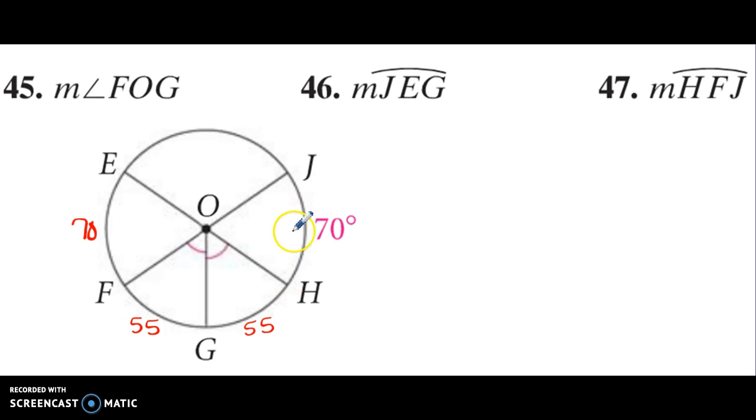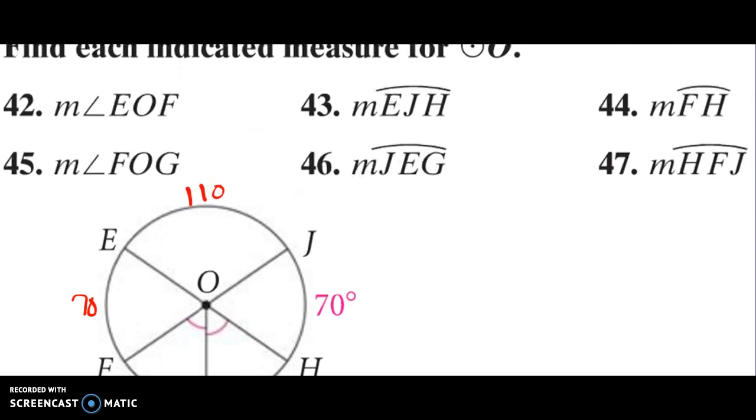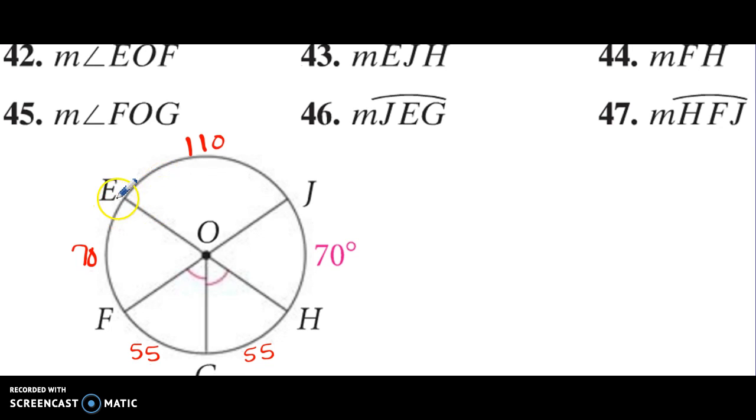And again, this is half of the circle, so this half, EJH, is 180. 180 minus 70 gives me 110. So if I'm looking at angle EOF, we know that's 70. FOG is 55. Arc EJH, EJ is 110 to H. That's my diameter, so that's 180, half of 360.